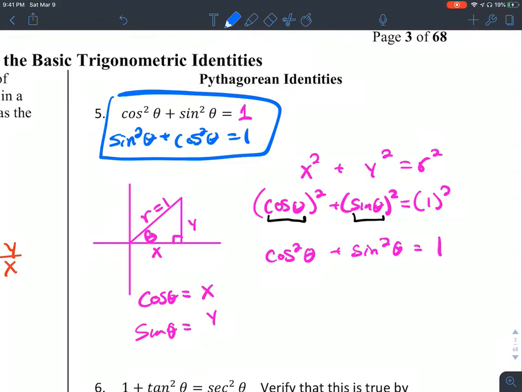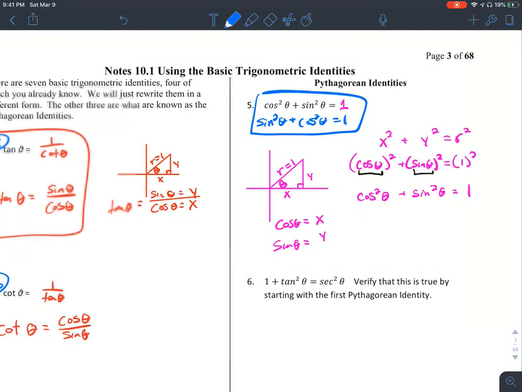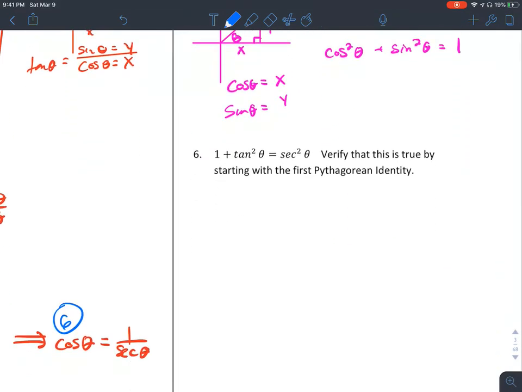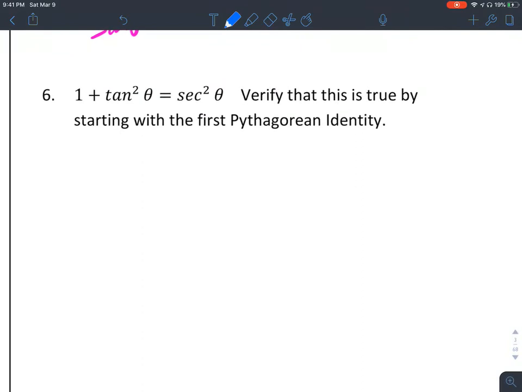It's the 5th overall identity that we're talking about today. Could be the 9th, depending on how you count. Next, this is the next Pythagorean identity. 1 plus tangent squared of theta equals secant squared of theta. And then it says verify this is true by starting with the first Pythagorean identity. So this is pretty easy to prove, actually.